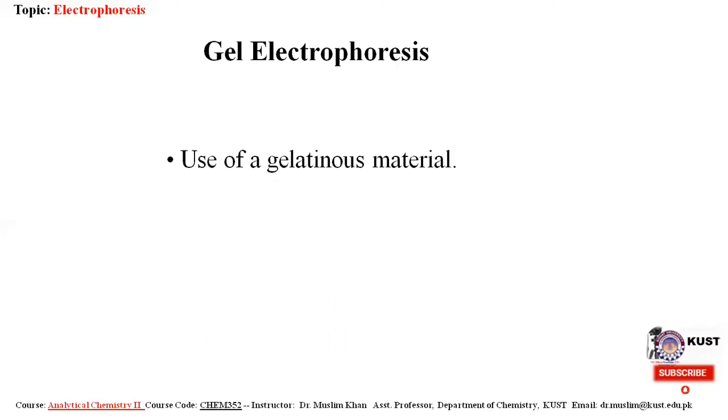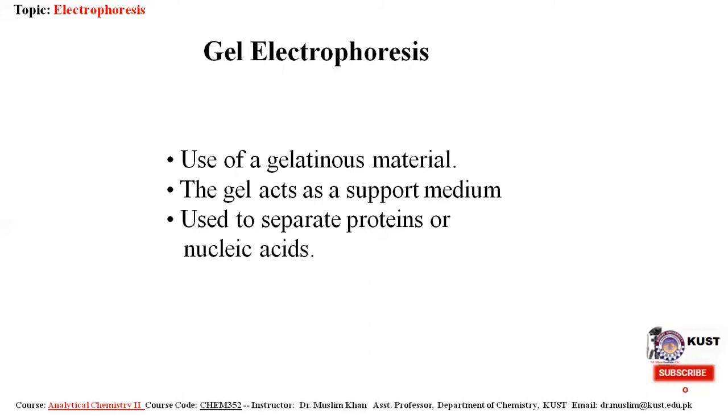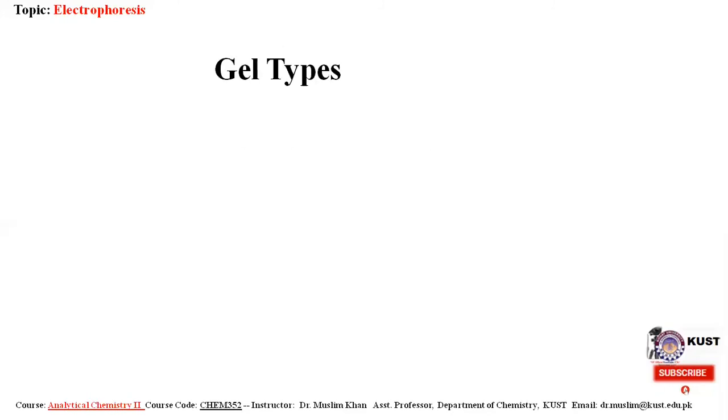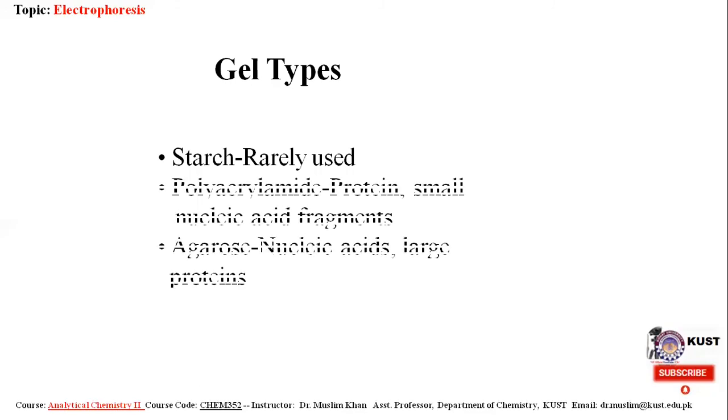Use of gelatinous material. Gel is used in the gel electrophoresis technique. The gel acts as a support medium in gel electrophoresis, used to separate mainly proteins and nucleic acids. So what are the different types of gels that are used? Starch is used as a gel in the gel electrophoresis technique.